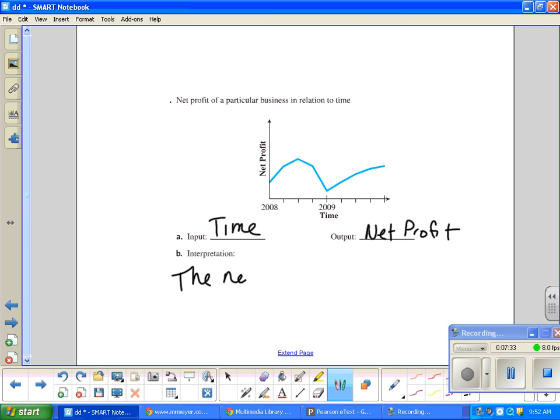The net profit decreases in 2009. I know in 2009 there was a recession. There are different kinds of conjectures I could come to as to why the net profit dipped in 2009, but I'm not exactly sure, so I'm just going to leave the interpretation vague.